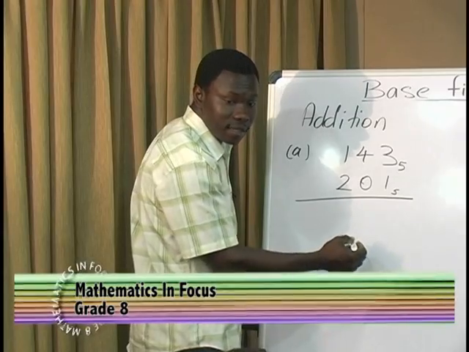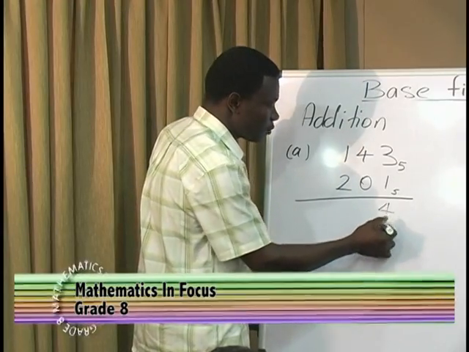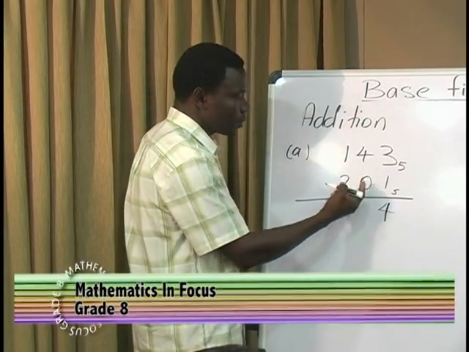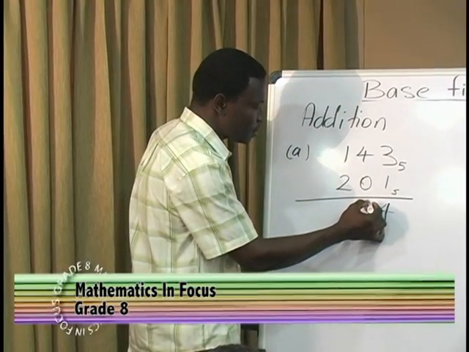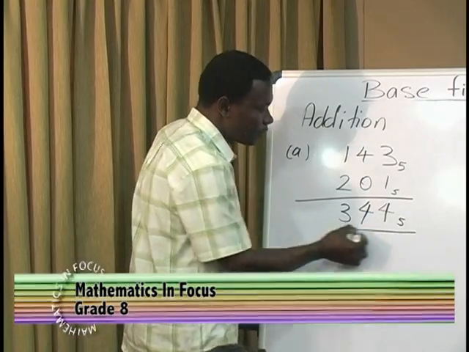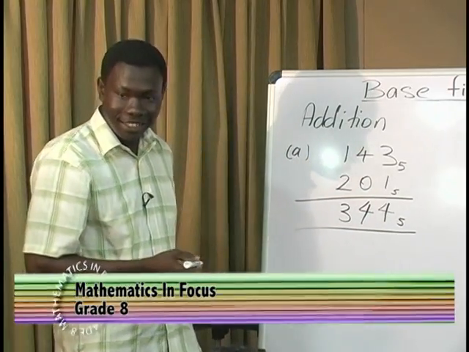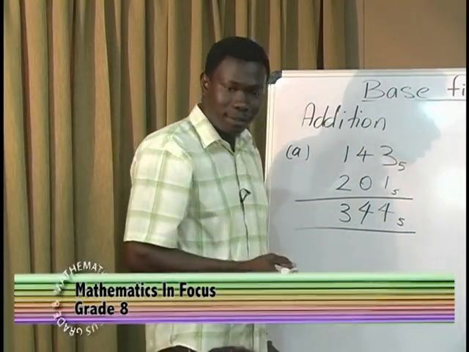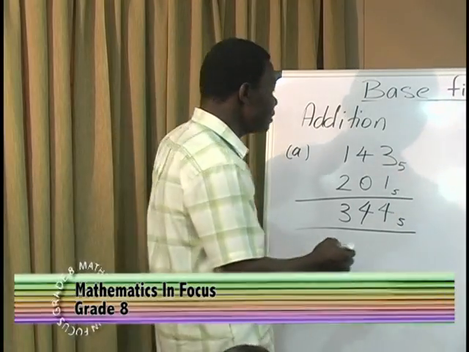1 and 3 will give us 4. 3 and 4 will give us 4 as well. When we add here, we get base 5. Problem solved. Nice and easy. Let us try another one. You're surprised? Yeah, nice and easy stuff.